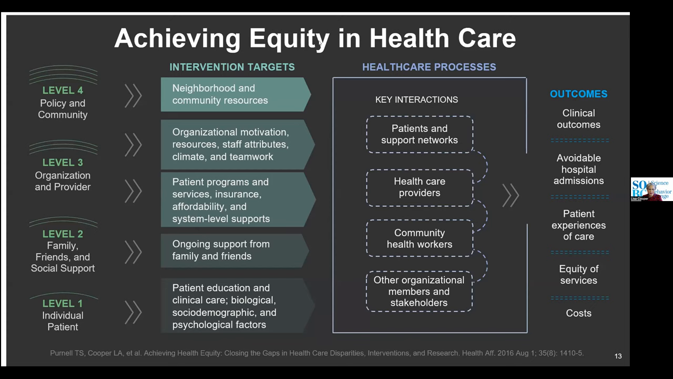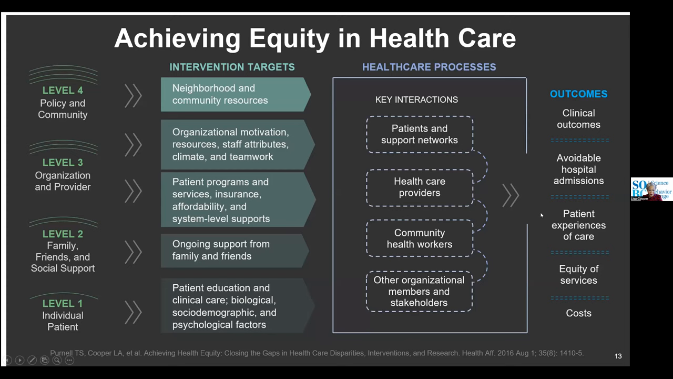So this is an ecological model that we adopted from the work of Fisher and colleagues, and it highlights the individual patient, the family and social network, the organization and provider factors, as well as the policy and community influences on healthcare disparities. And so as you can see, you might want to intervene on any one of these levels or more if you actually want to influence these processes and interactions and relationships within the healthcare setting that contribute to the disparate outcomes that we see with health disparities.